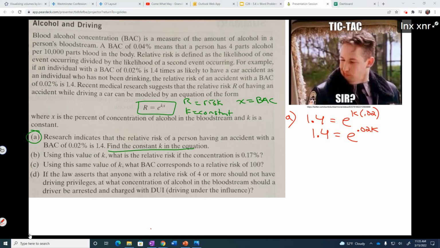Okay, so let's solve for k. What do we do first? Yeah, natural log both sides. We get the natural log of 1.4 equals, these cancel, 0.02k. And then we just divide by 0.02.